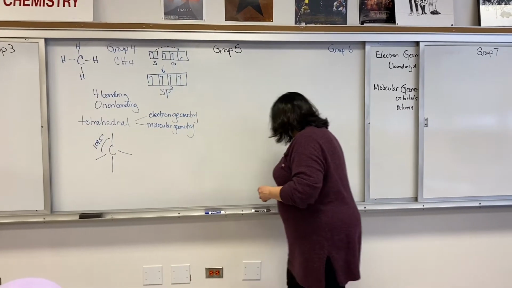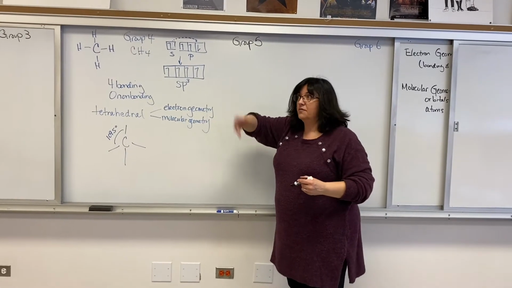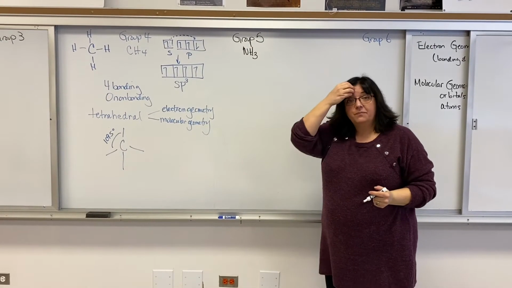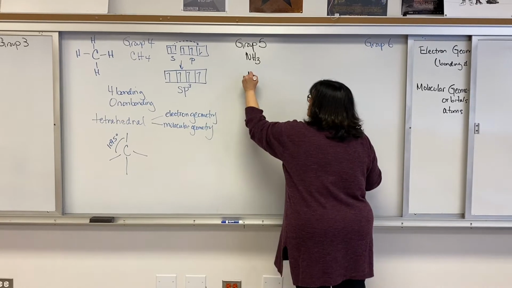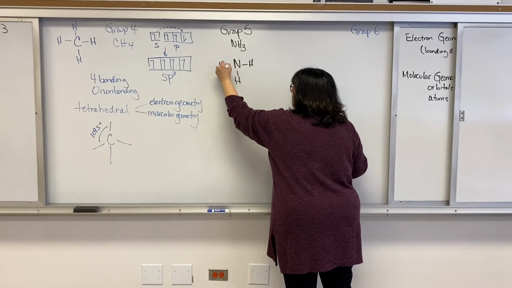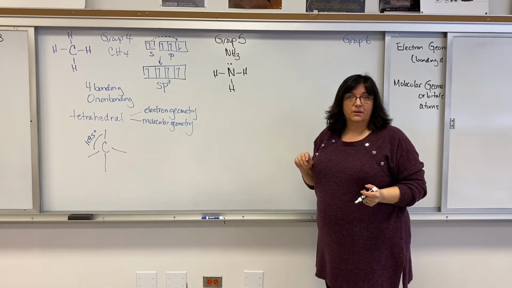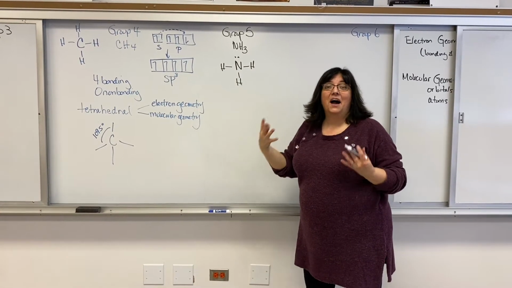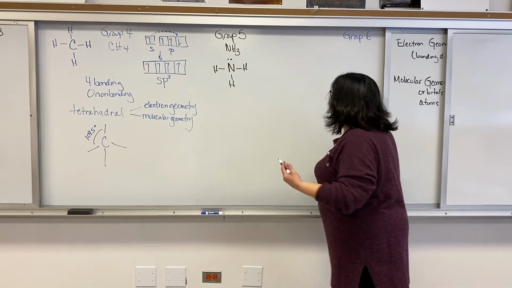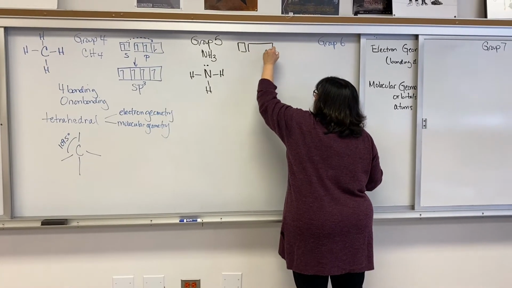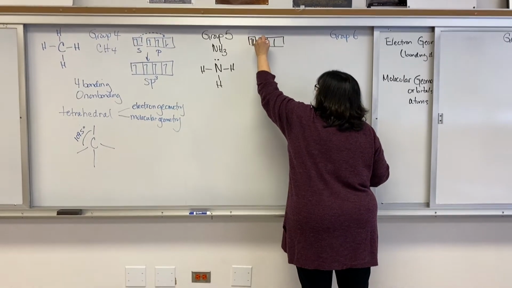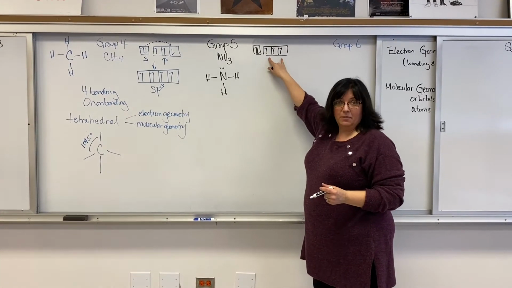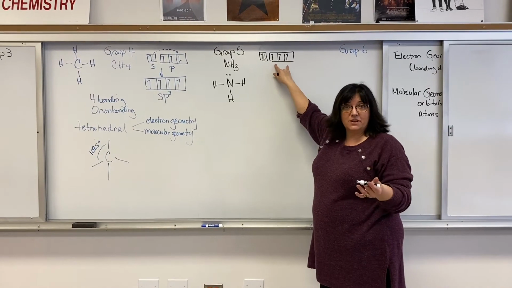Okay, so group 5 would be something from column 5, so I'm going to do nitrogen. I'm going to do NH3. Okay, now think about the Lewis structure that you learned. The Lewis structure for NH3 looked like that. Okay, we had 1 non-bonding pair and 3 bonds. Okay, but hybridization takes place. So let's see if anything is different. So nitrogen normally looks like that. There's my non-bonding pair. There's my 3 bonding orbitals, but hybridization still takes place.